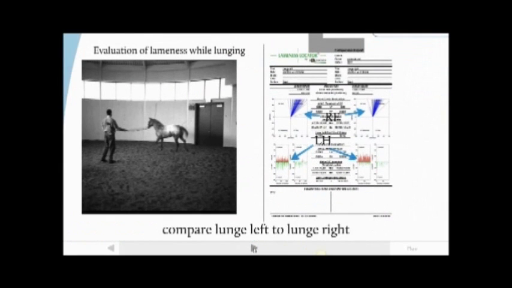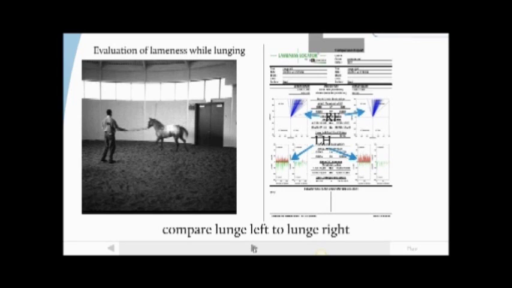Okay. You can use Lameness Locator to evaluate the lunge, but since the horse is naturally tilted while lunging, this results in normal asymmetry patterns. So established thresholds do not hold. It does not make much sense to evaluate lunging only in one direction in the initial examination.